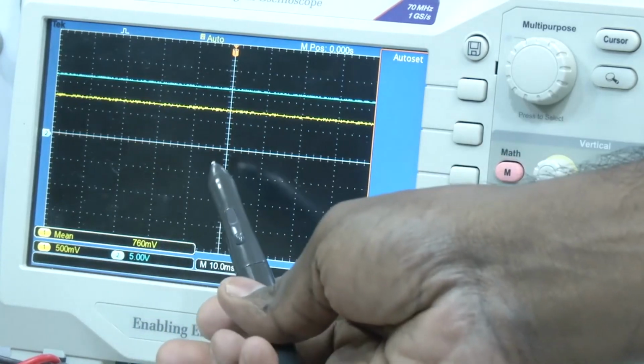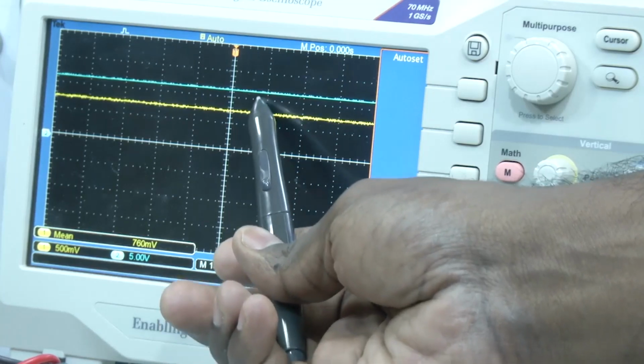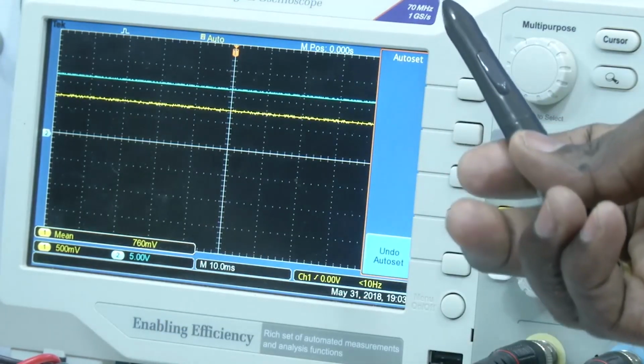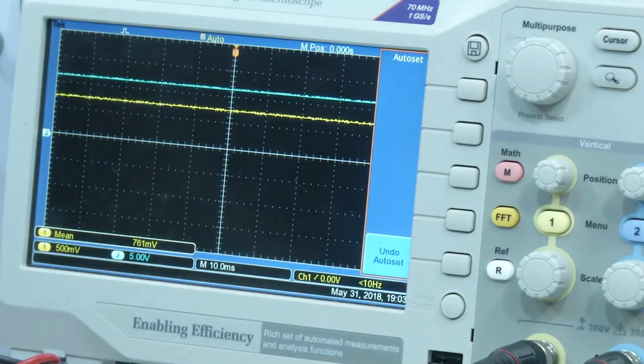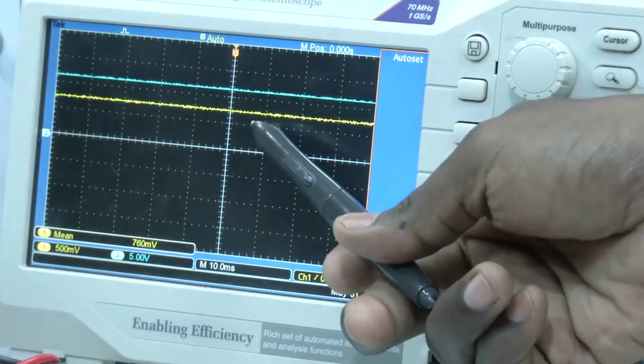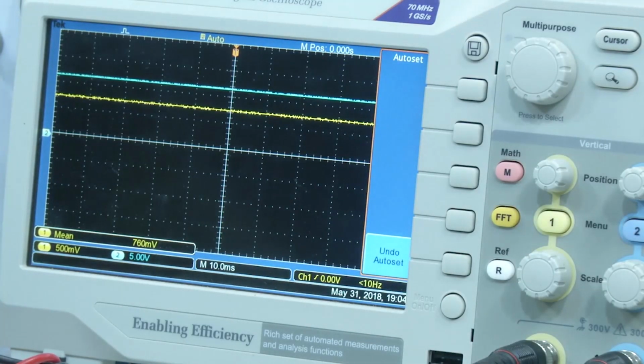The blue, which is nothing but the output, is 5, 10 and more, somewhere around 12 point something, so it is already at positive VCC. What about the yellow? It is somewhere around 700 millivolts. That is the cut-in voltage of our diode. When I take a diode, it will always be at cut-in voltage, which means it is not allowing the capacitor to charge more than 0.7.